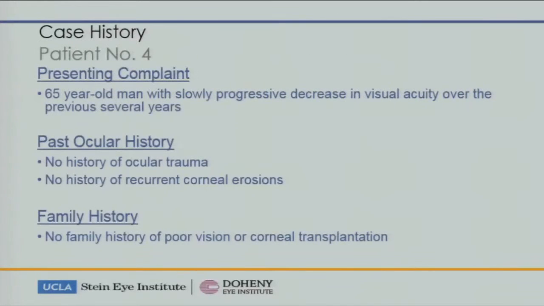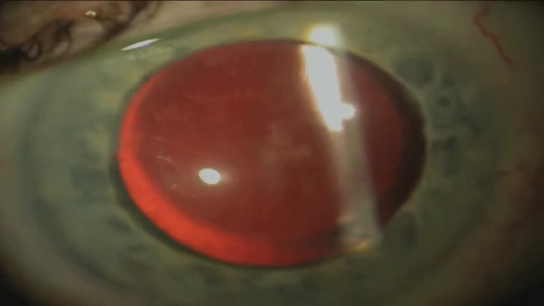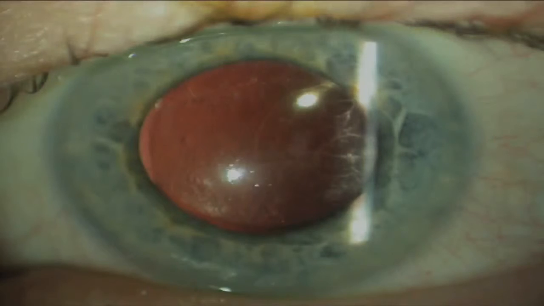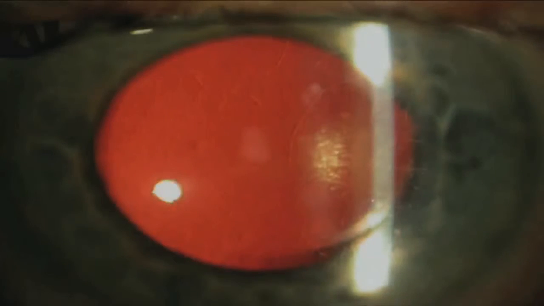Here's a gentleman I saw a couple years ago from Arizona. 65-year-old man with slowly progressive decrease in vision over the previous several years, no history of ocular trauma, no history of recurrent erosions, no family history at all of poor vision, corneal transplantation, or any other disorders. In the right eye, you see in the cornea a few branching opacities here on the retroillumination against the IOL, sort of a stippled appearance to the cornea. Another image of the right eye showing the branching opacities that were diffusely distributed. Again, here you can see very clearly a couple of these branching opacities. These were at all levels of the corneal stroma. Left eye, again, showing more coarse branching opacities, and here at higher magnification.